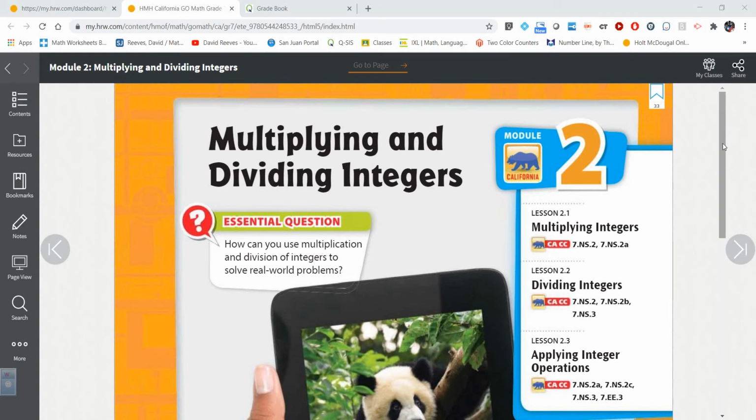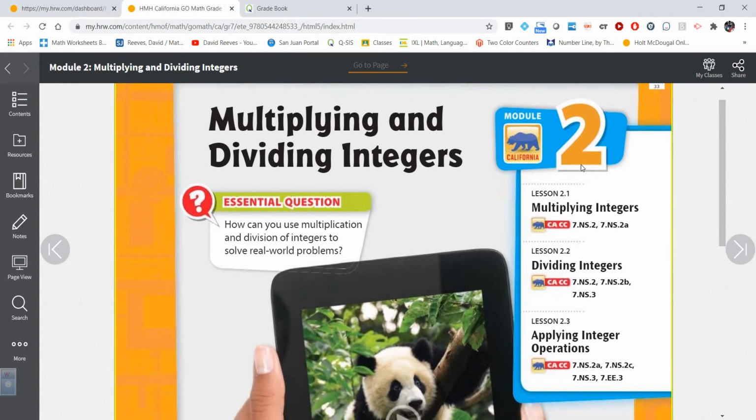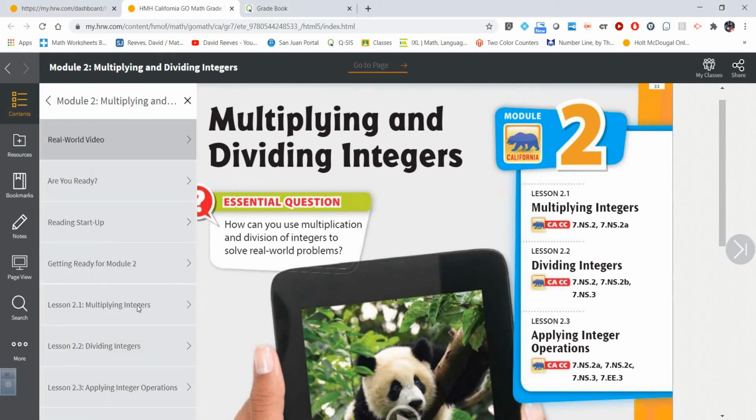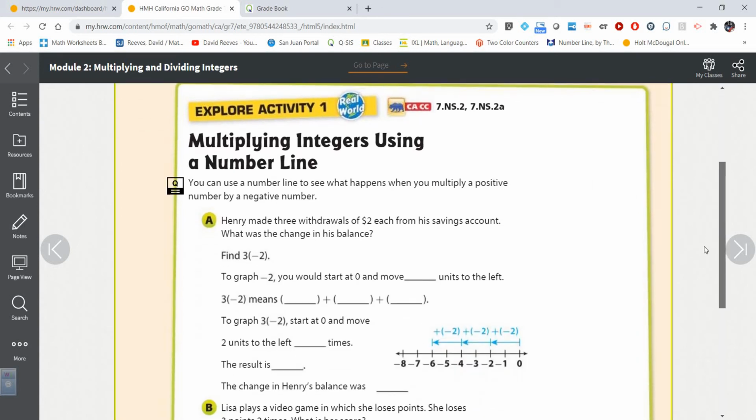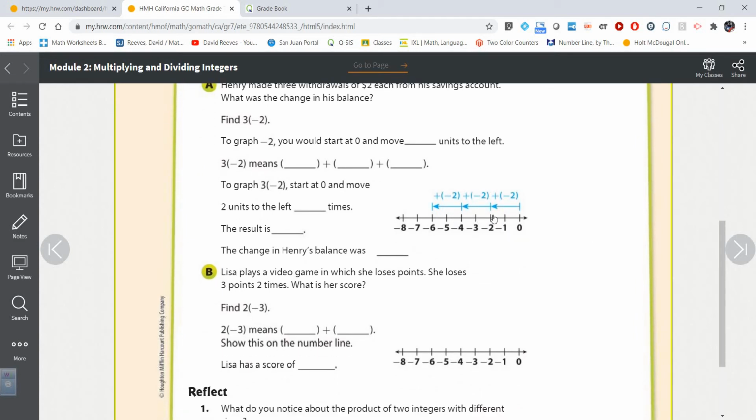As you can see from this title page, Module 2 is made up of 3 sections: multiplying integers, dividing integers, and applying integer operations. Let's go to the first lesson, multiplying integers. Remember, you need to understand on a number line that if you multiply by a negative, it's going to go to the left. The positive number tells you how many you have. The negative number tells you the direction you're going.